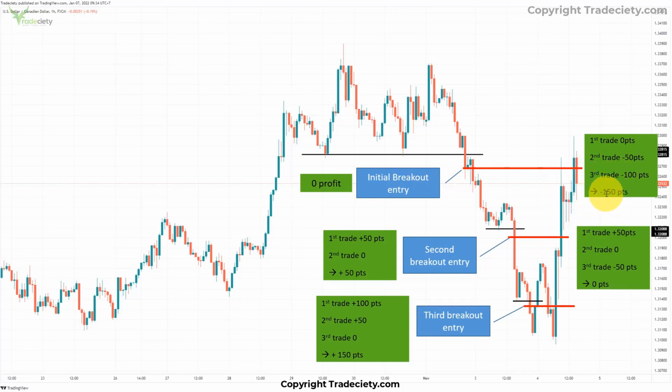So minus 150. And the message of this is that if you hit a big trend, the profits accumulate very, very quickly. You can see if the market would have gone further after the third entry, you would have had huge profits very, very quickly. But if the market turns around on you, all of your profits will be gone and vanish very, very quickly. And that's something that you have to take into consideration.